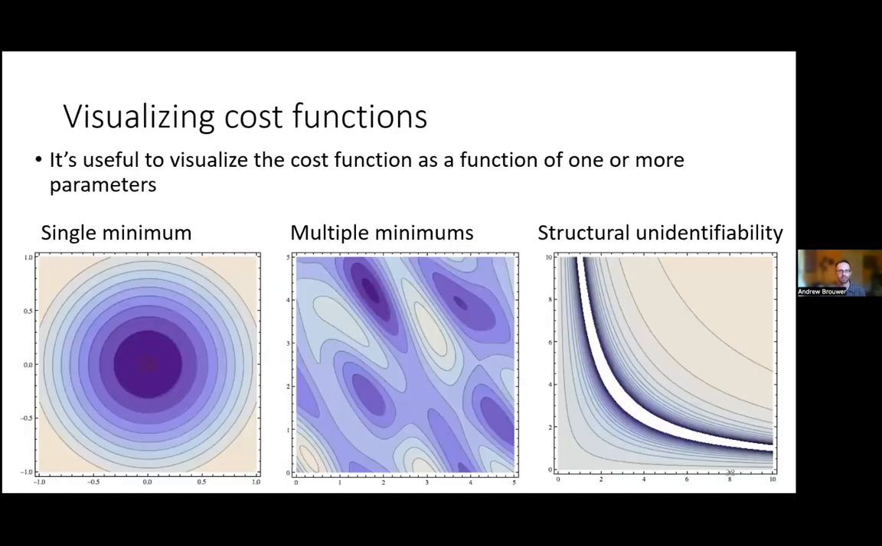And so if we were to visualize these cost functions as a function of one or more parameters, we have parameter 1 on the x-axis and parameter 2 on the y-axis, and the colors are the cost function. On the left, we have a single minimum. We like that. There's a clear value of both parameter 1 and parameter 2 that correspond to the minimum. In the center, maybe there are multiple minimums, some local, some global. And on the right, we have structural unidentifiability, where a whole set of values, perhaps a product of parameter 1 and parameter 2, all give the same cost function. You cannot differentiate how well the model fits the data for any value along this ridge.